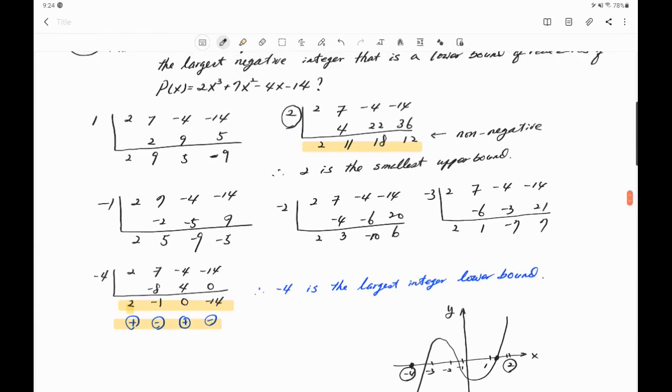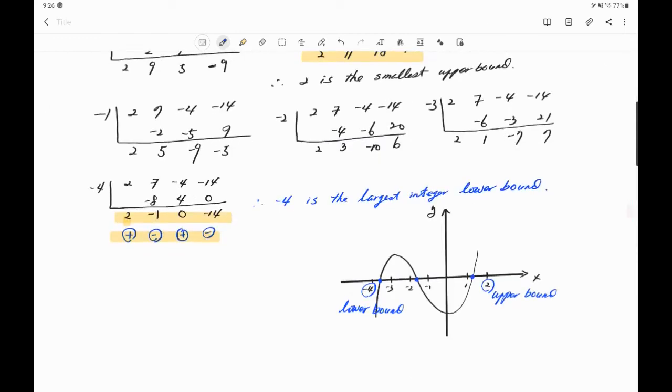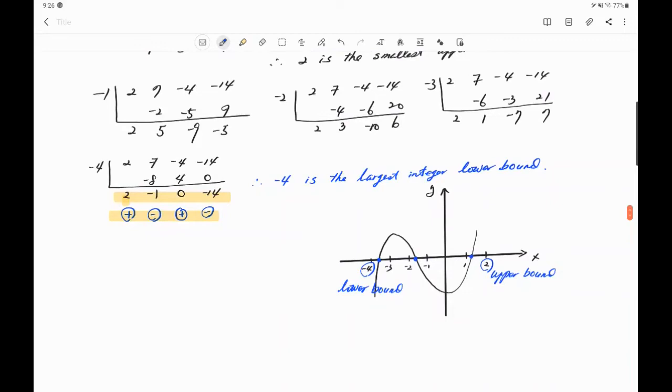All right, so this theorem works. I re-sketched the graph, and so this makes more sense. The x-intercepts are within the upper bound 2 and the lower bound negative 4.